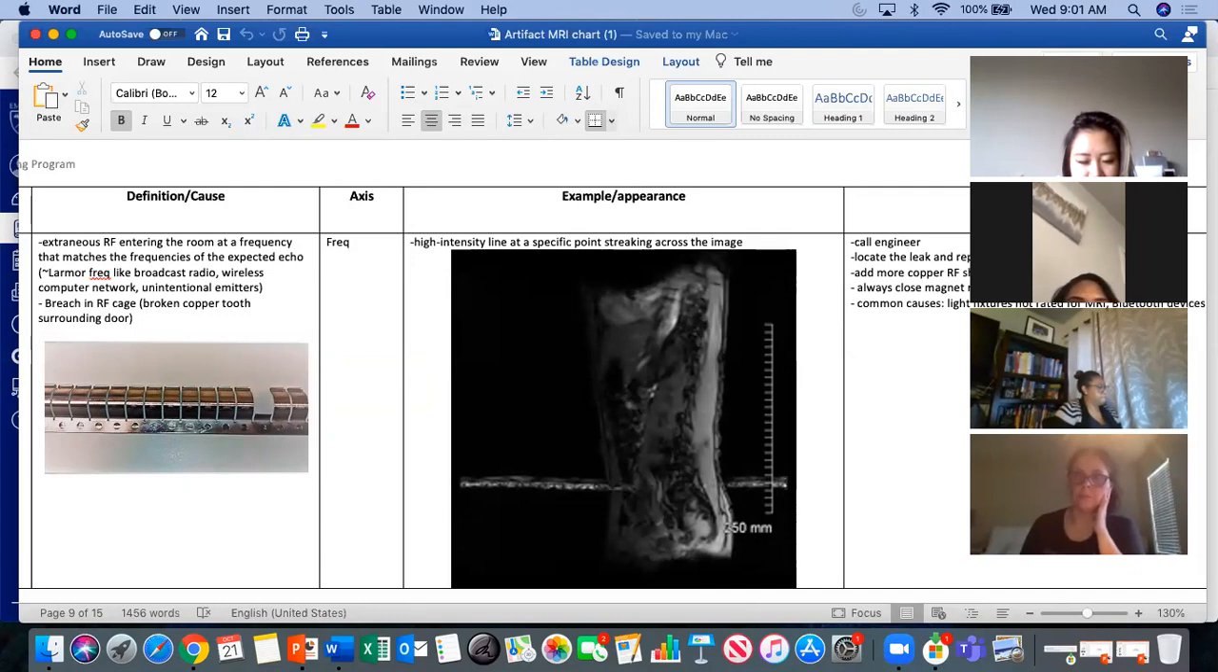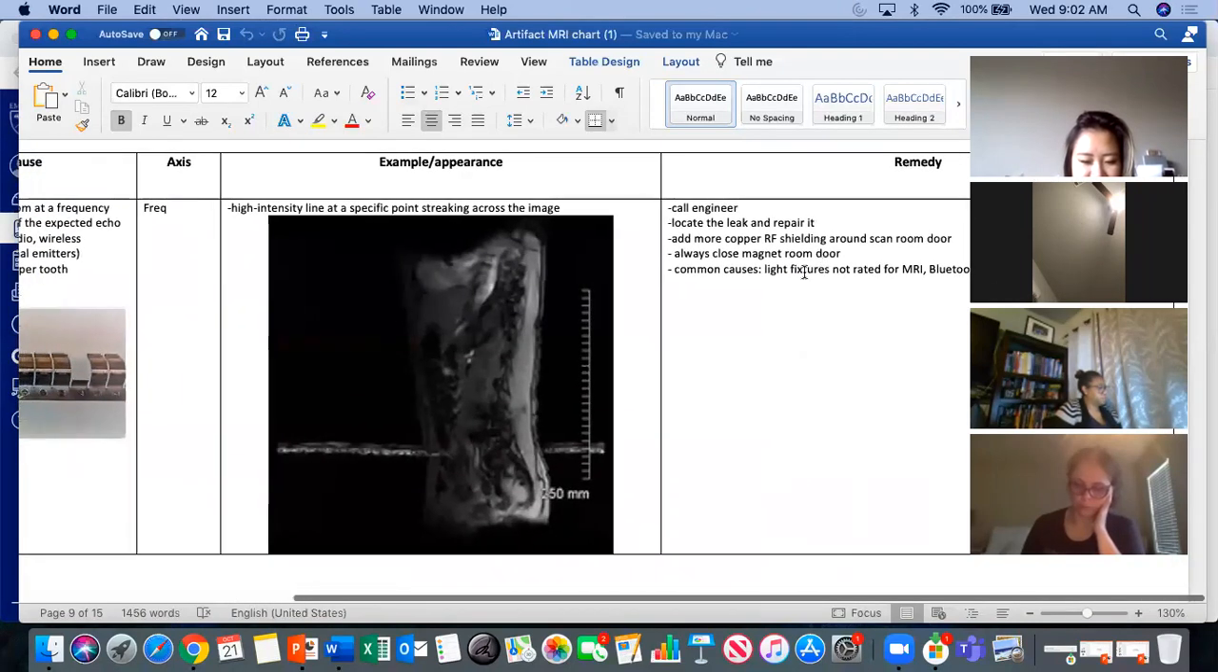The only issue with that sometimes is that you can create this artifact, because the minute that door opens while you're scanning, that extraneous RF energy can enter the room. So if you scan while they entered the room and this artifact shows up, just make sure the next time you repeat that scan and make sure nobody enters the room at that time.